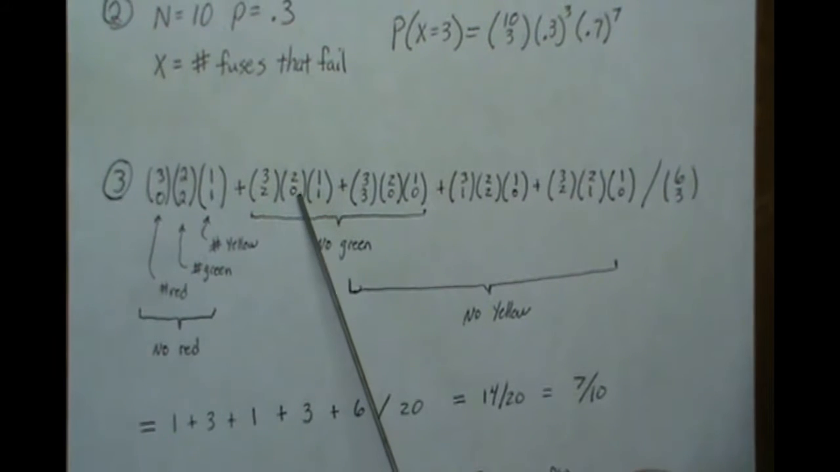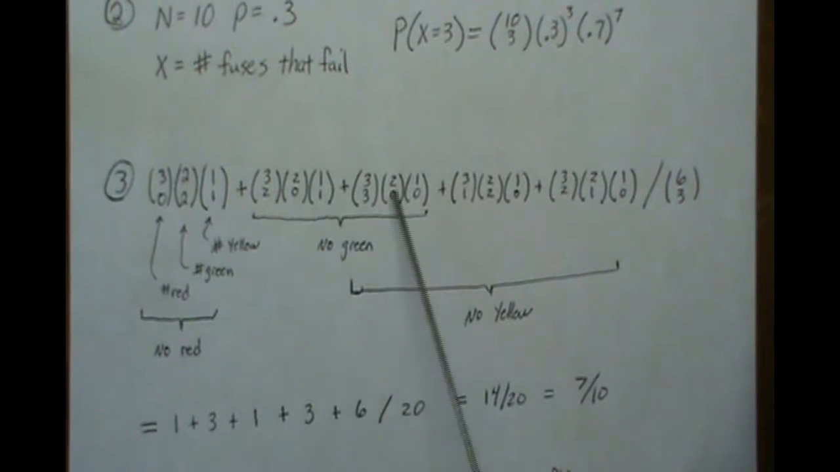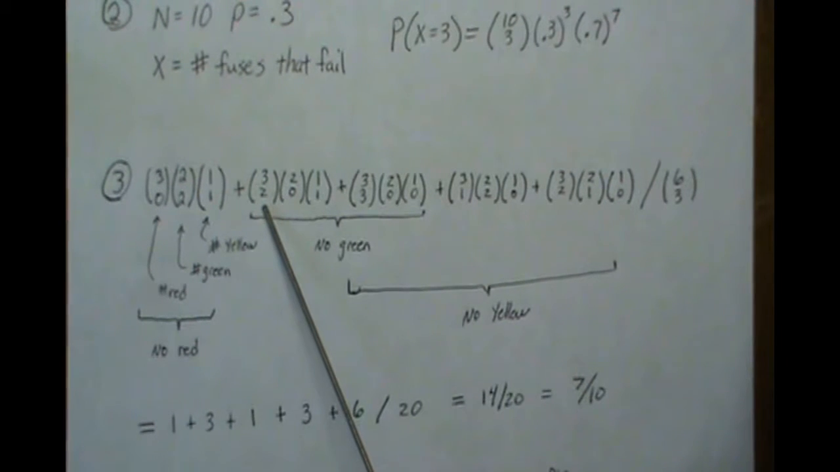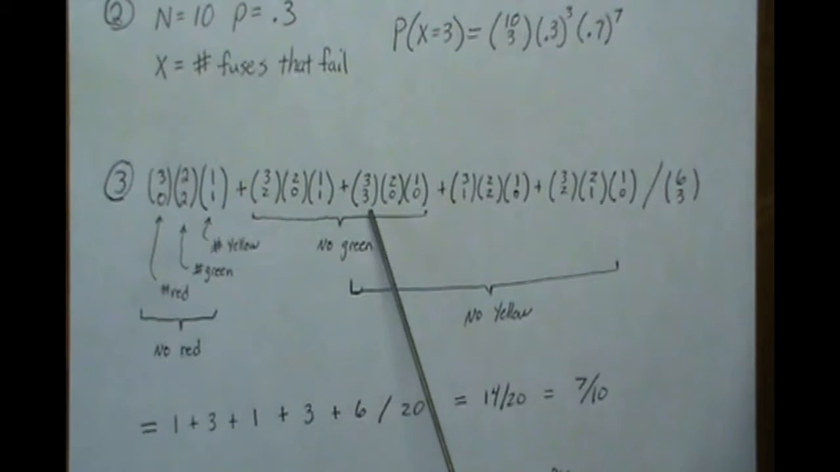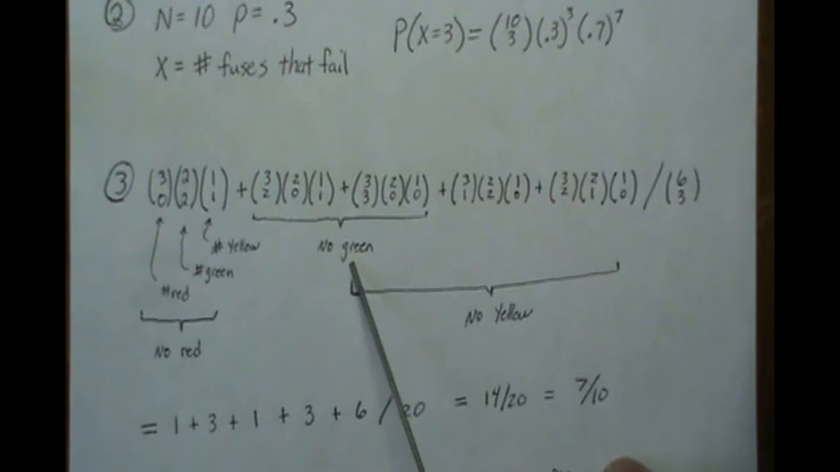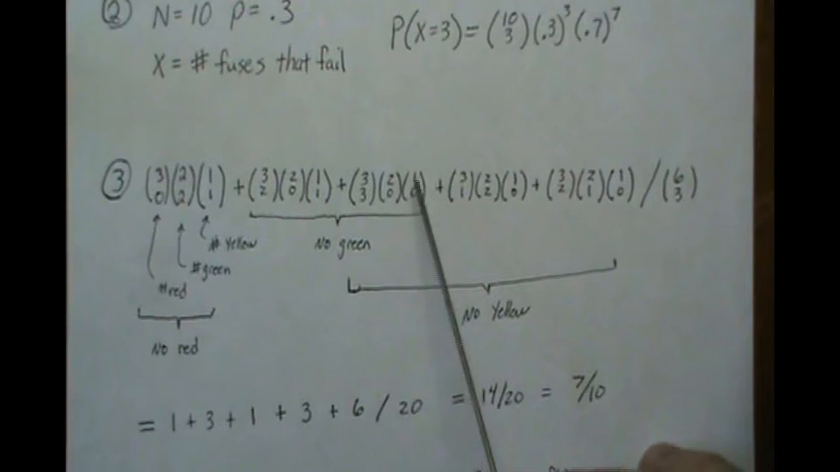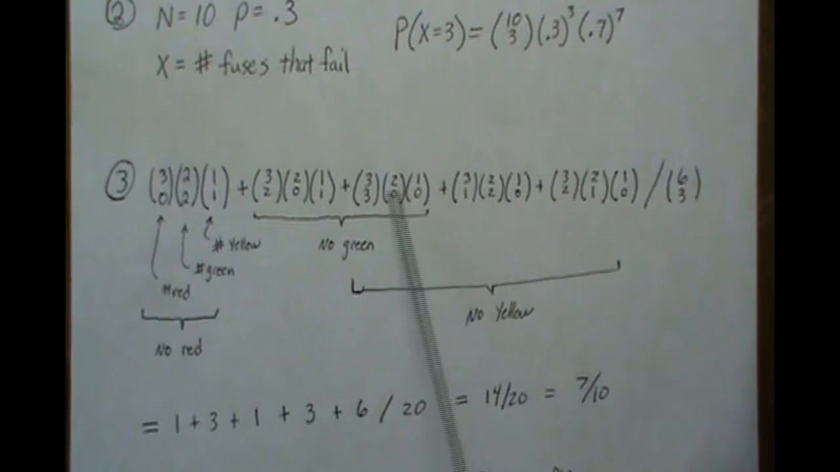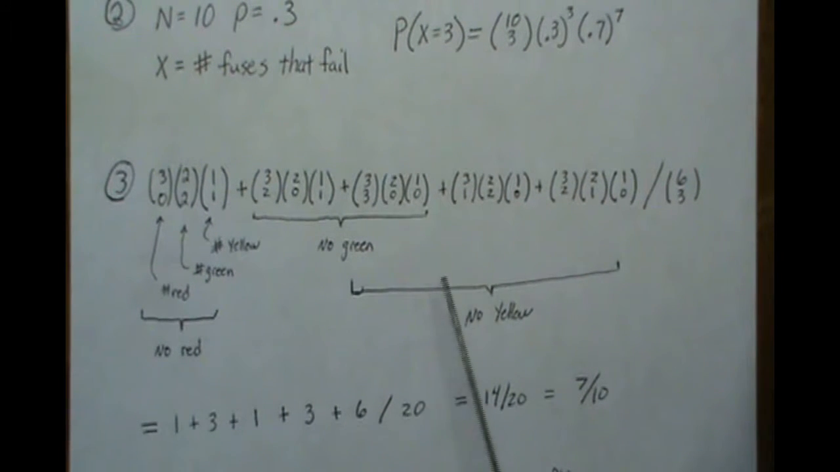Now no green means that we're choosing 0 from the green. So we could have 2 red and 1 yellow, or 3 red and 0 yellow. It's just the number of ways to have no green. Now this one also has no yellow, but we don't want to count it twice. And then these are the other 2 ways that we can have no yellow. We have 1 red, 2 green, or 2 red and 1 green.